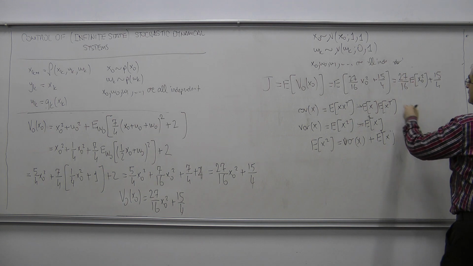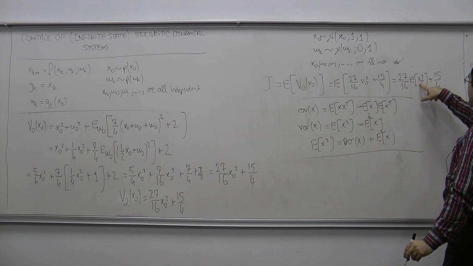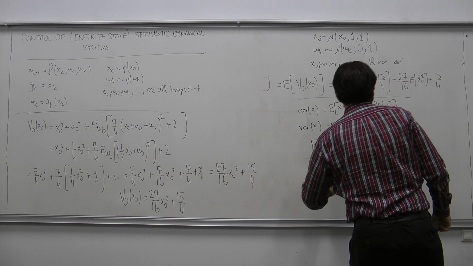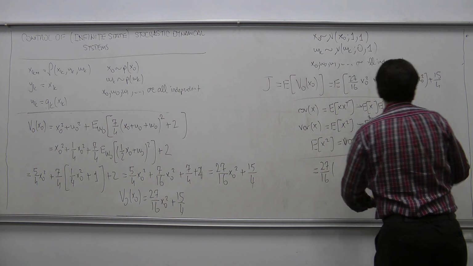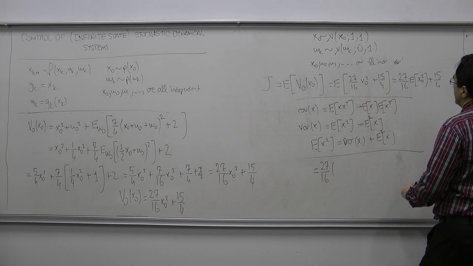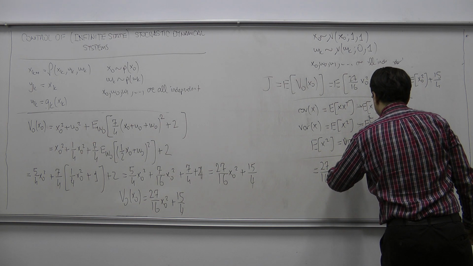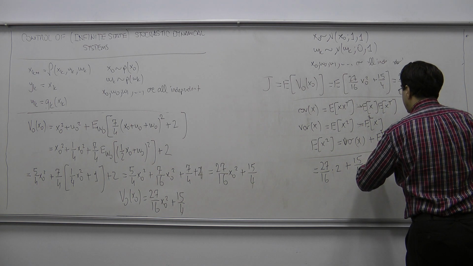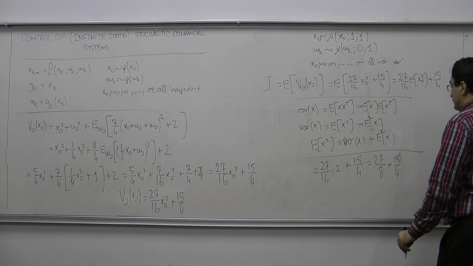So as a result, this quantity here would be the summation of the variance of x0 plus its mean square. Okay? So that is equal to 27 over 16, and I would sum the variance and the expected value square here. Okay? That is going to be 2 times 2 plus 15 over 4. Okay? This is 27 over 8 plus 15 over 4 here.